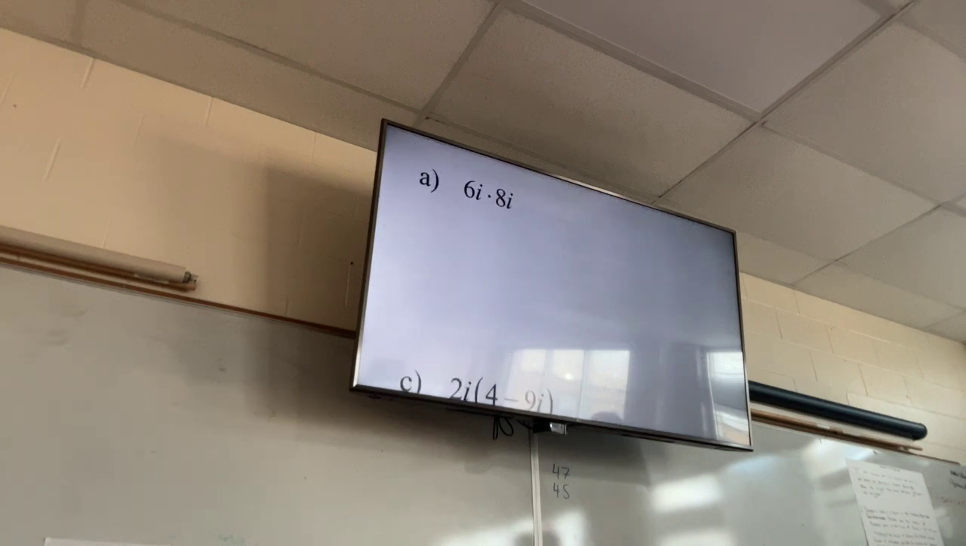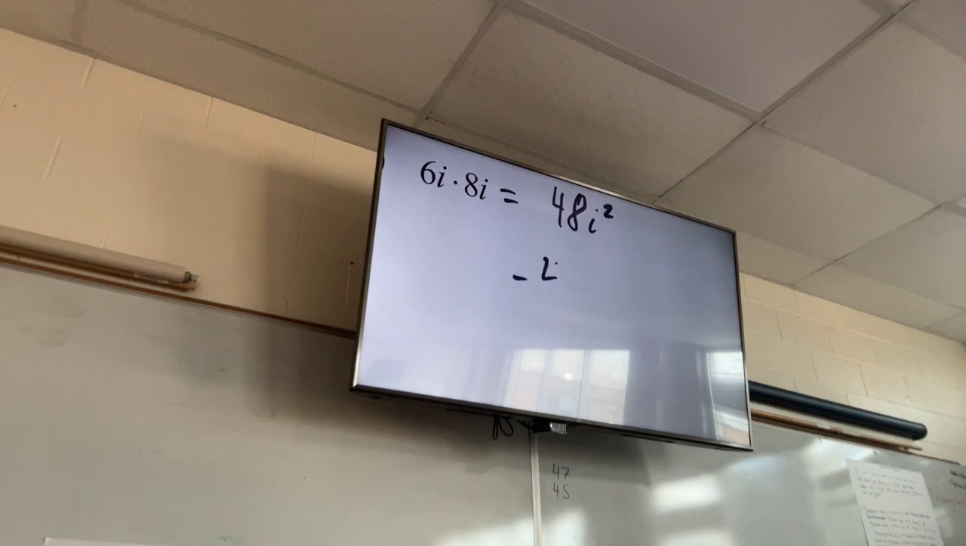Alright, multiply right again. We treat i just like a normal variable. The only difference is that everywhere we see an i squared, that just poofs into a negative 1. Okay? So 6i times 8i, what's that? Let's take it one step at a time. It's going to become 48i squared, right? And then the i squared becomes a negative 1, so it becomes negative 48. It just poofs into a negative 1.